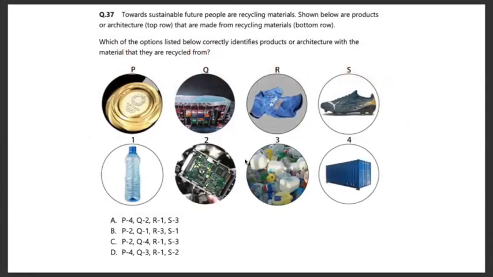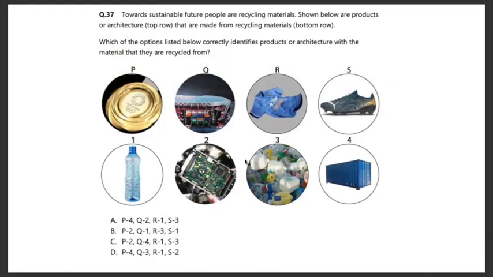Towards a sustainable future, people are recycling materials. Shown below are products or architecture, top row, that are made from recycling materials, which are kept on the bottom row. Which of the options listed below correctly identifies products or architecture with the material they are recycled from?